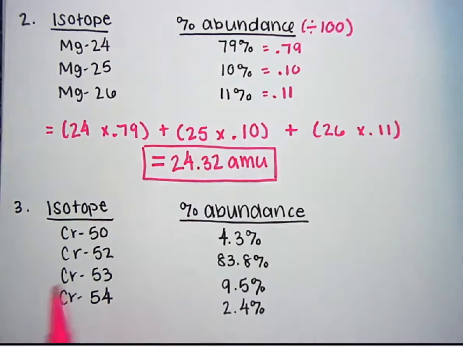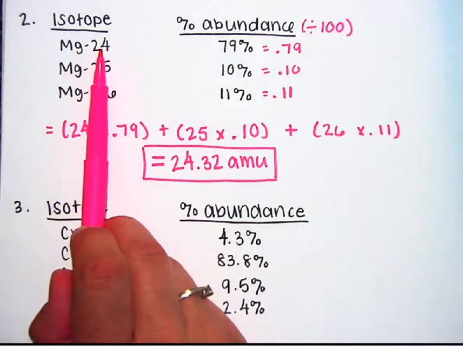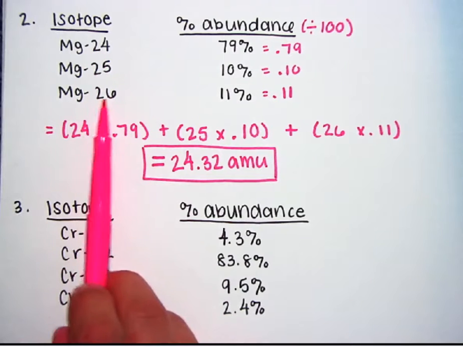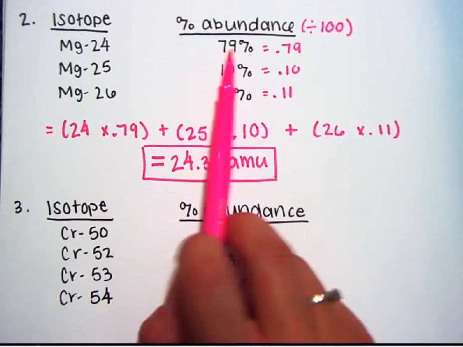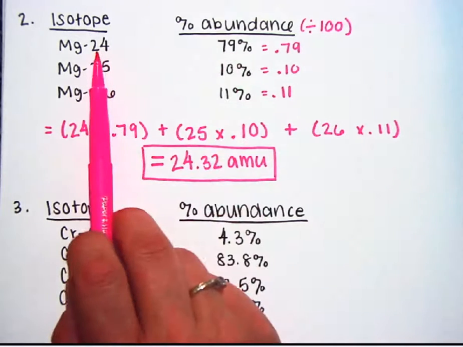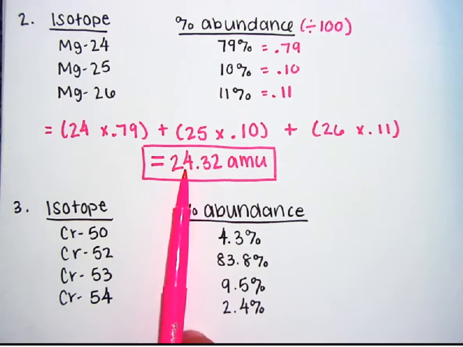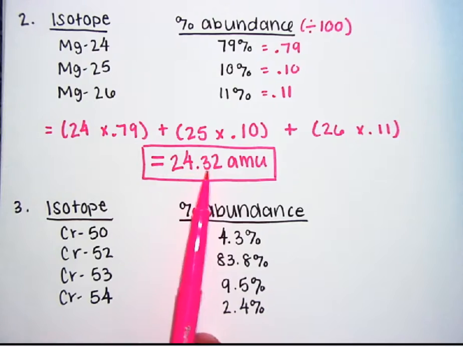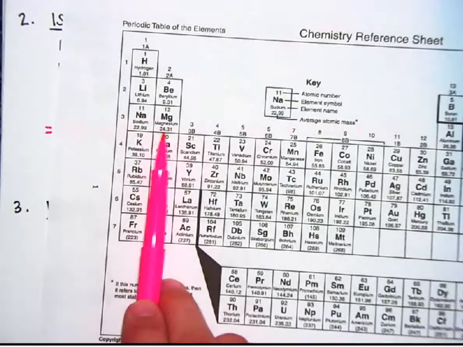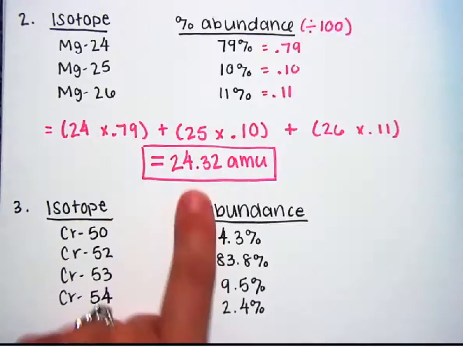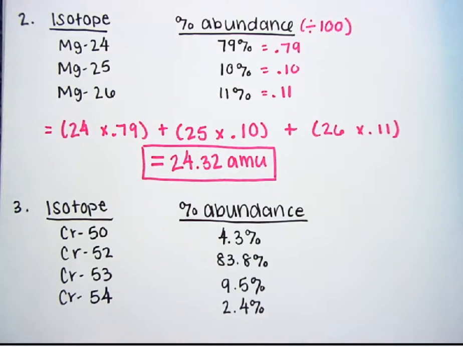Go through your 3 checks. Does your answer fall between 24 and 26? Yes, we're good. Next, which isotope is most abundant? Magnesium 24. Is our answer the closest to 24? Yes. Number 3, go to the periodic table. Magnesium has an average atomic mass of 24.31. We got pretty darn close, so we're good.